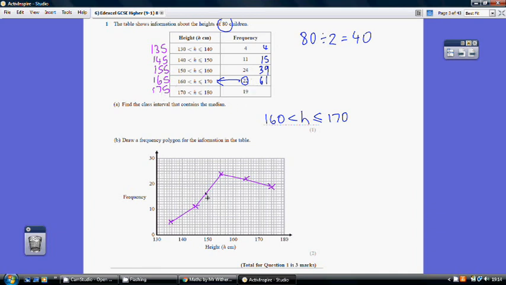And then you draw these points, you can connect these points just with straight lines. So it's a straight line graph.